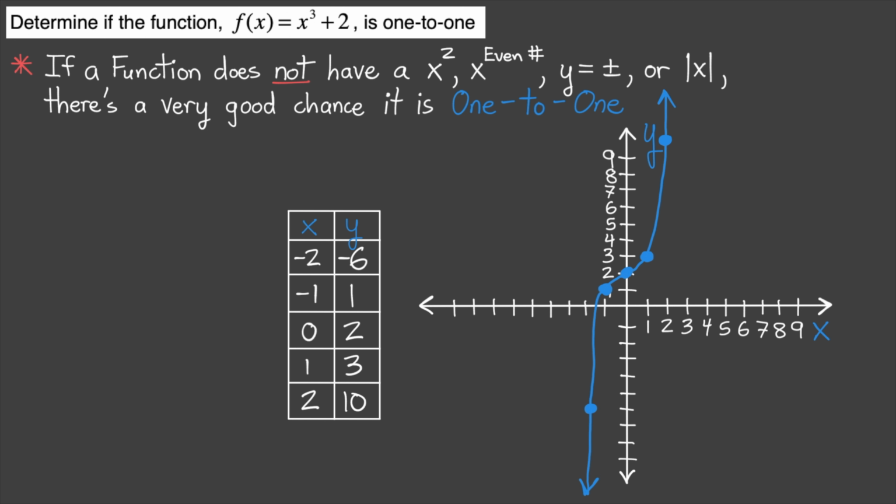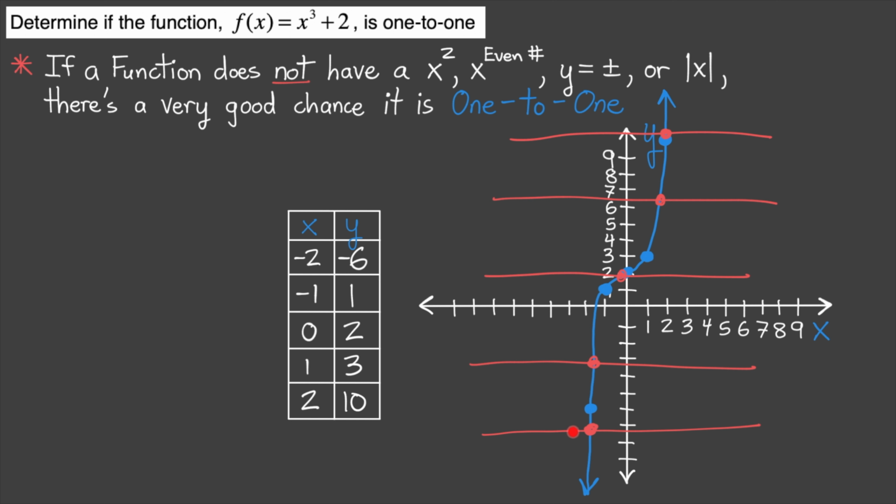Okay, so I'm going to draw a bunch of horizontal lines here. Notice all these horizontal lines are just intersecting the graph at 1 point. None of these horizontal lines are intersecting at 2 or more points. So therefore, this function passes the horizontal line test, and because of that, this function f of x is 1 to 1. So our answer is that f of x here is 1 to 1.